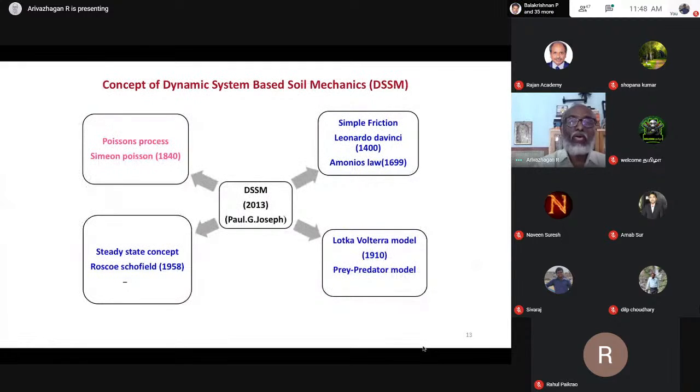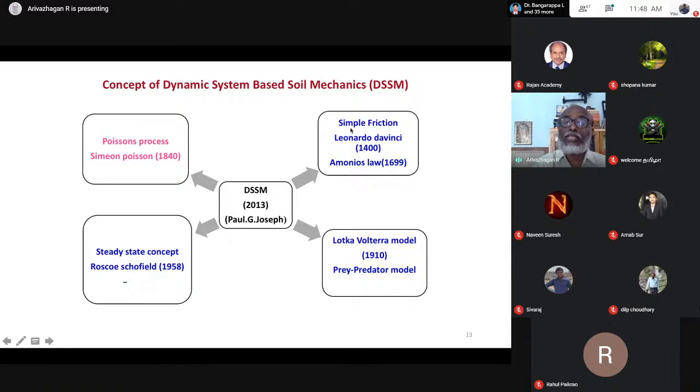So now you can easily understand dynamical system-based soil mechanics, DSSM, having this much physical background. That's why this model is called a phenomenological model, because the phenomenon behind this one is a very simple Poisson process, formulated by Simon Poisson in the 18th century.